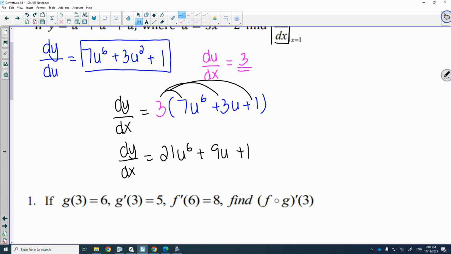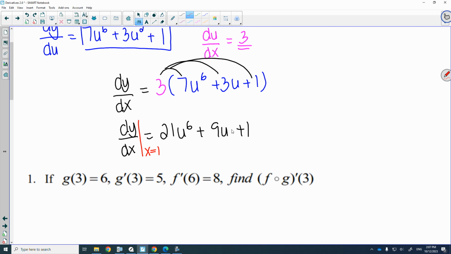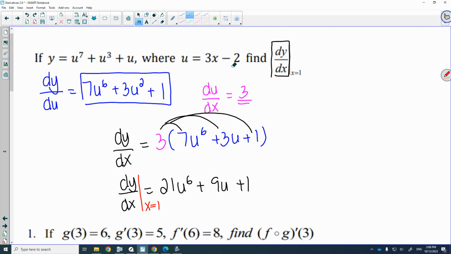Now, there's two ways you could, because we want dy dx, so we got our derivative. Now they want us to solve when x is equal to 1. So there's two ways I could do this. I could take each of these u's out and put in 3x minus 2, or I actually am able to figure out the value of u when x is equal to 1. Right? Does that make sense? Like I could do it in one of two ways. I could take u's out, put in 3x minus 2, but then I'm just going to be plugging in 1 for x.